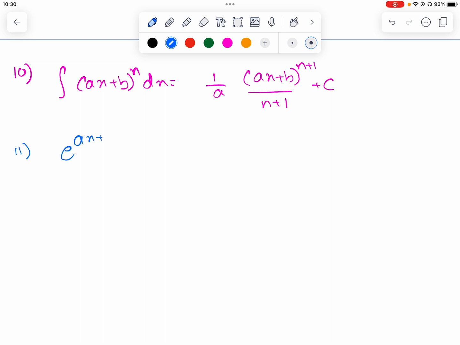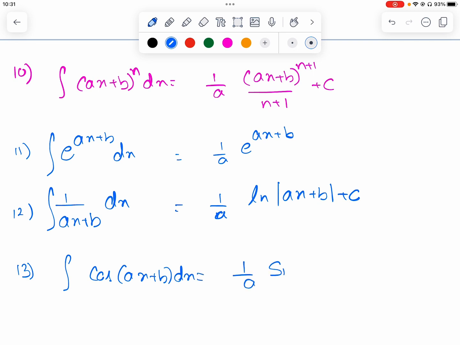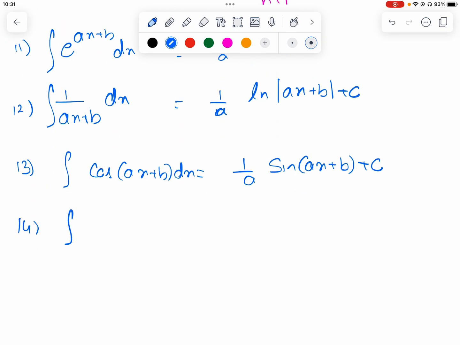11th formula, e power ax plus b is 1 upon a, e power ax plus b. What we can see is that in this extension of the formulas, instead of x we have ax plus b. 12th one, 1 upon ax plus b will be 1 upon a ln of ax plus b, plus c. 13th, integral of cos of ax plus b will be 1 upon a sine of ax plus b, plus c. 14th formula, integral of sine of ax plus b will be minus 1 upon a cos of ax plus b, plus c.